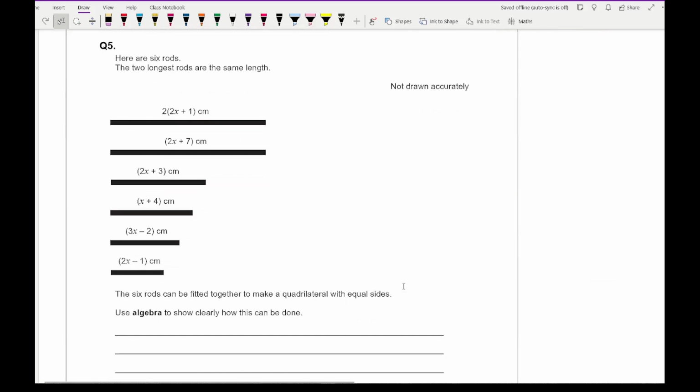Then moving on to our last question, it says here are 6 rods. The longest rods are the same length, and the 6 rods can be fitted together to make a quadrilateral with equal sides. Use algebra to show clearly how this can be done. So looking at this first bit of information, we know that the two longest sides are equal length, so this must equal this. So we've got 2 lots of (2x plus 1) equals 2x plus 7.